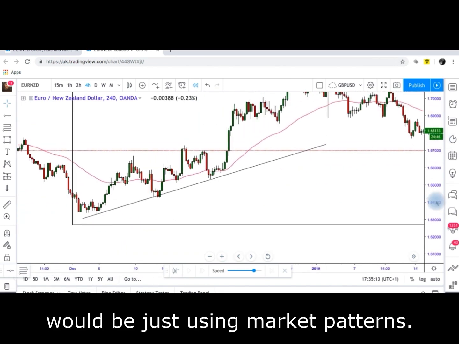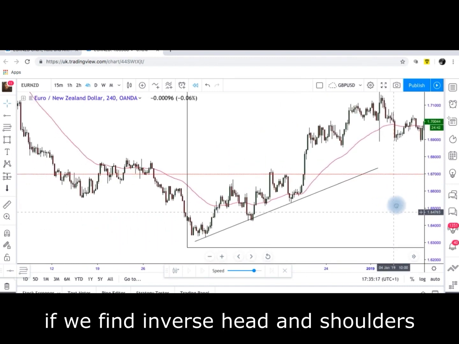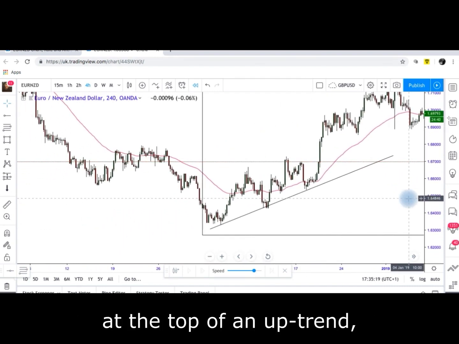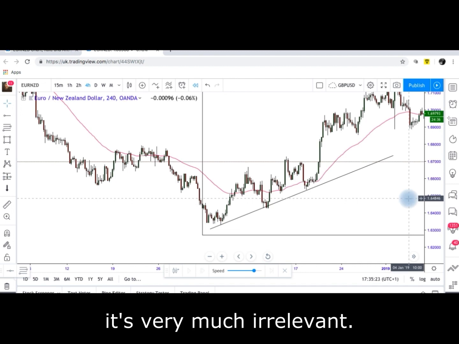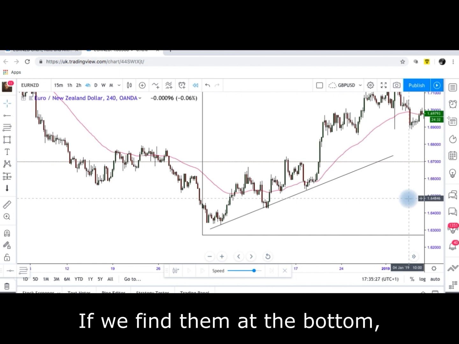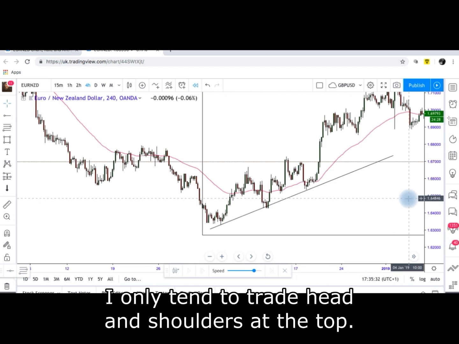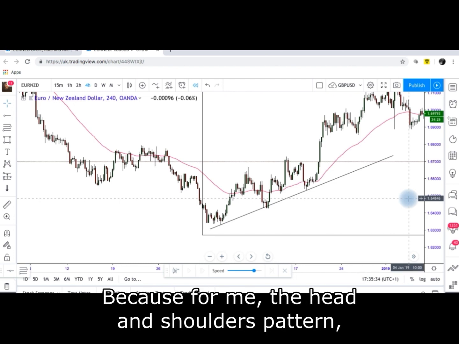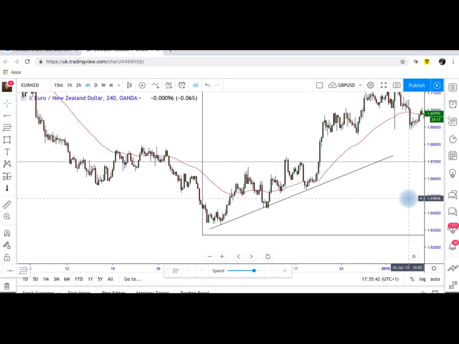would be just using market patterns. Now, like I've said to you before, if we find inverse head and shoulders at the top of an uptrend, or we find it within a range, it's very much irrelevant. And it's very much the same with head and shoulders patterns. If we find them at the bottom or in range, as far as I'm concerned, it's not something I would trade. I only tend to trade head and shoulders at the top because for me, the head and shoulders pattern is a very strong reversal sign to say that the price is beginning to reverse.